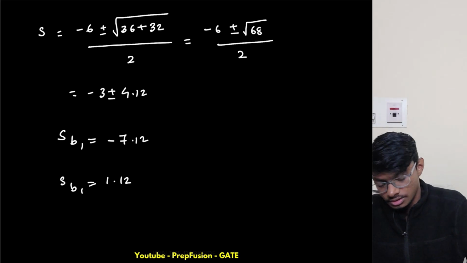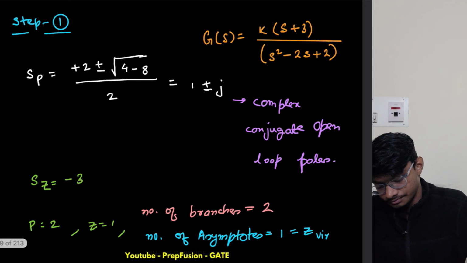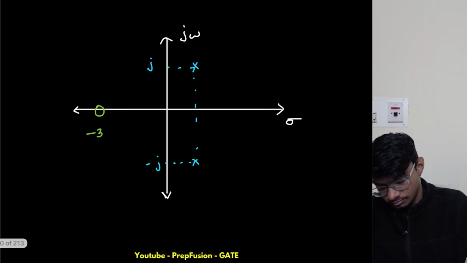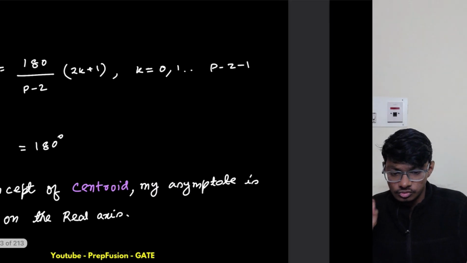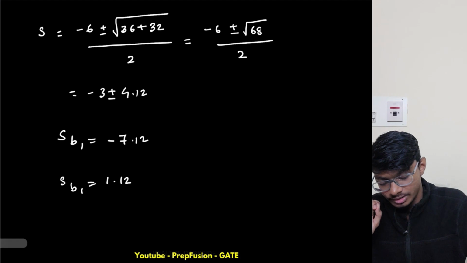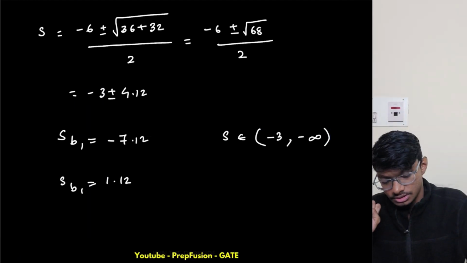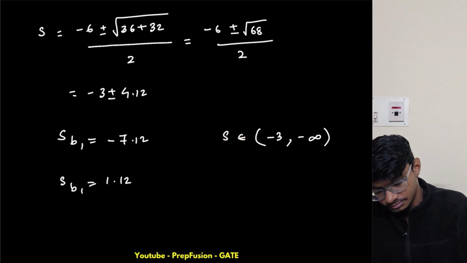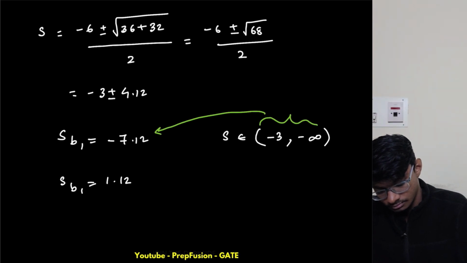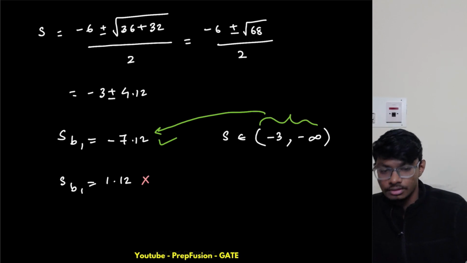So which one is valid? From that location, the range, yeah, here. My closed loop poles on the real axis can only lie between minus 3 and minus infinity. So in between this range, this one is lying in this range, but this isn't. So this will be the valid one, and this will be invalid.